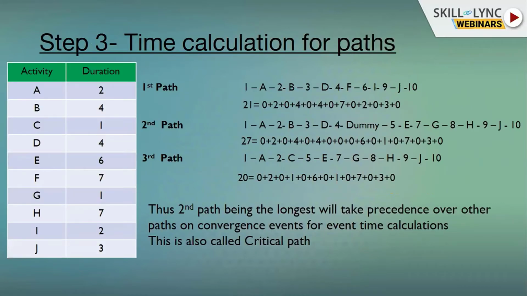Calculating the times, the events will have a zero time, and the dummy activity will have a zero time. So if we add up, the first path has a duration of 21 days, the second path has a duration of 27 days, the third path has a duration of 20 days. So the second path being the longest will take precedence over the path convergence events for event time calculations, which will be followed by this, and this is also called the critical path.